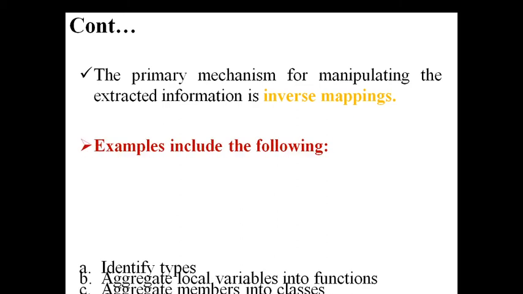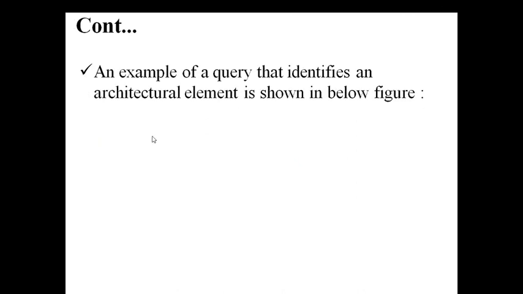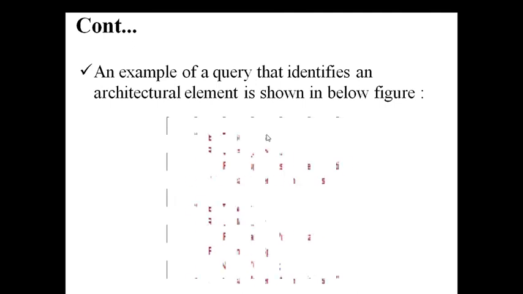Okay, examples include the following. If you want to perform these steps, what do we have to think? See the steps: identify the types of variables, aggregate local variables into functions, right? After defining variables, we normally start the functions, but in reverse we have to do this. Aggregate members into classes. The members are declared or defined in the class, but here we are aggregating, meaning we are connecting these members to the class. Next, compose architecture level elements. The elements which are helpful for our architecture are going to be composed. An example of a query that identifies an architecture element is shown in the figure.